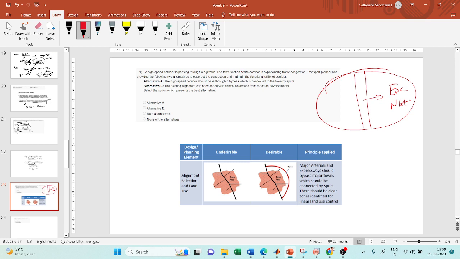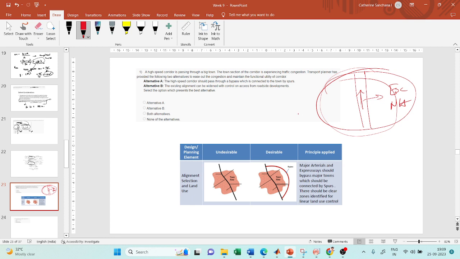Now the town section of the corridor, because it is in a big town, is experiencing traffic congestion. So traffic planners have come up with two alternatives, and they're asking you to pick which one is the correct alternative, or if both are correct alternatives, or if both are wrong.